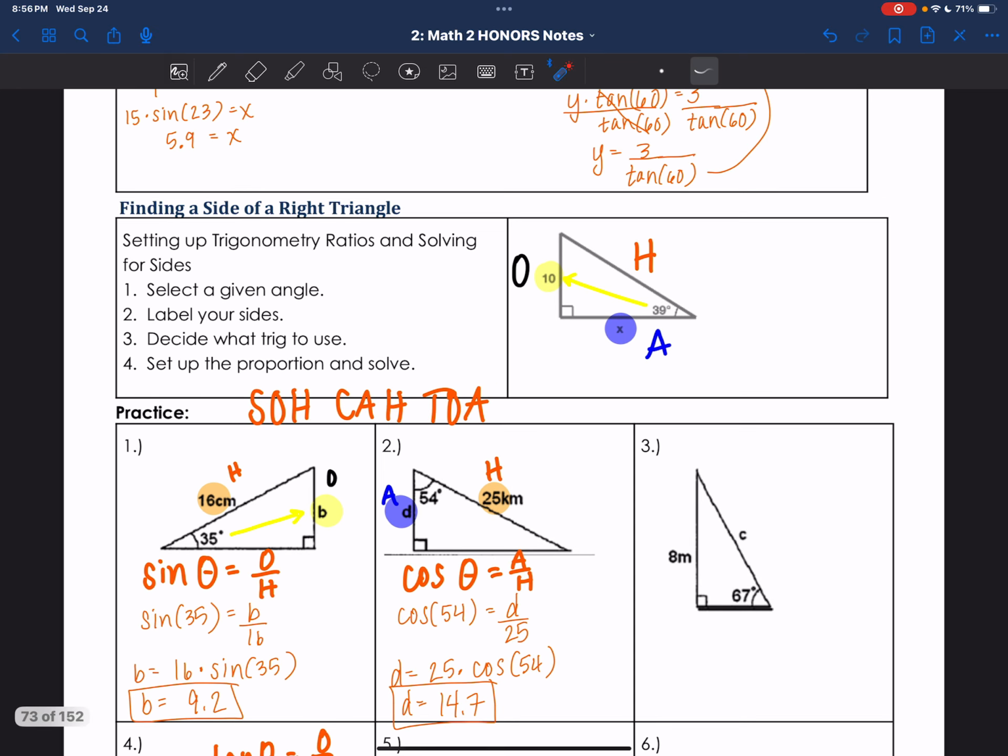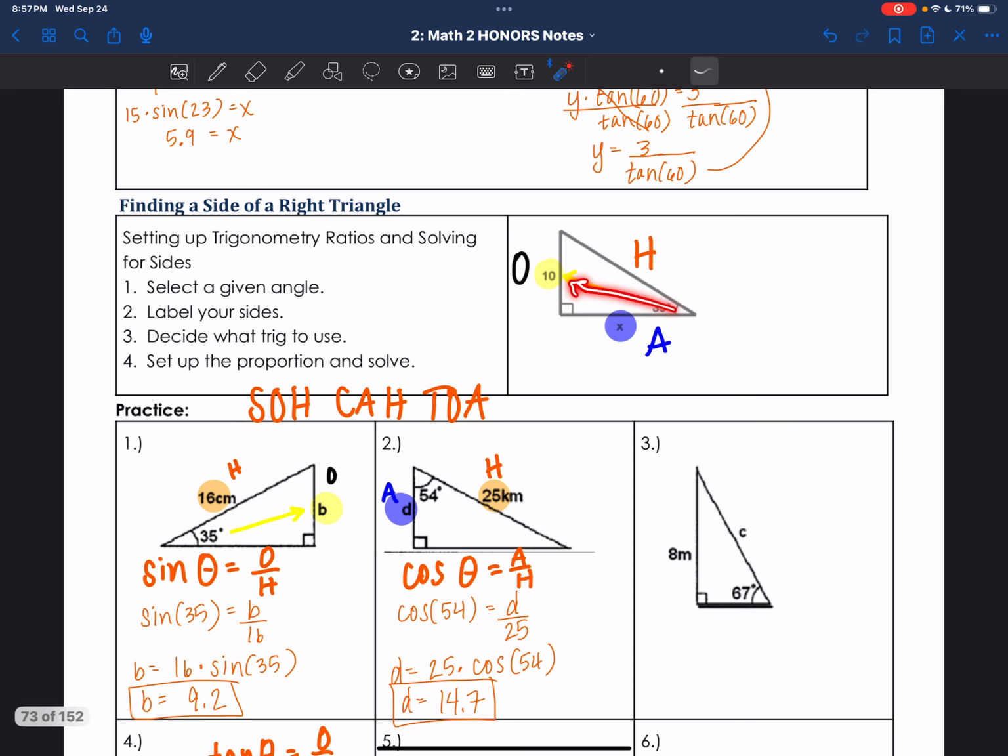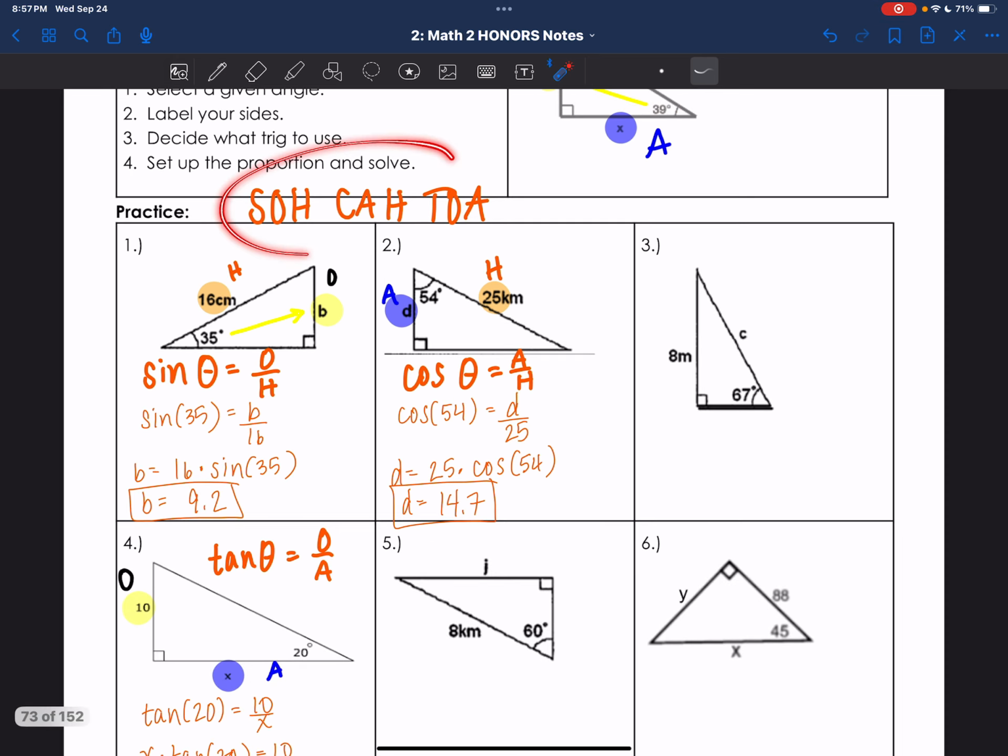Now, finding the side. If we're going to find the side, it's pretty easy. You just have to know which one's what. So again, use SOHCAHTOA. If it gives you sine, we know we're going to use sine because it's giving us our opposite and our hypotenuse. Just plug in the information you know. Then we say opposite over hypotenuse. Set up your proportion, cross multiply, and you'll get b equals 9.2.